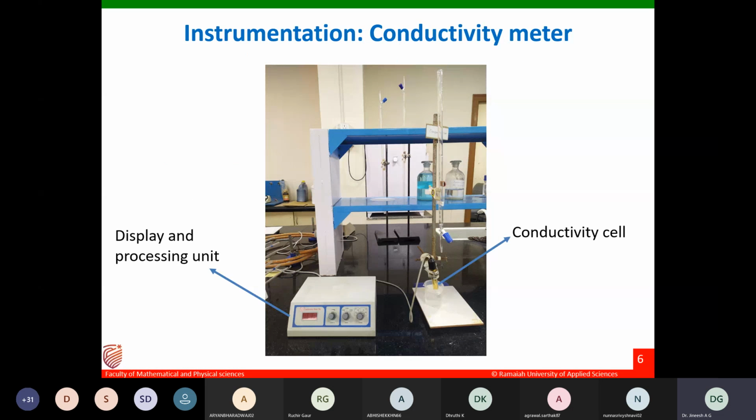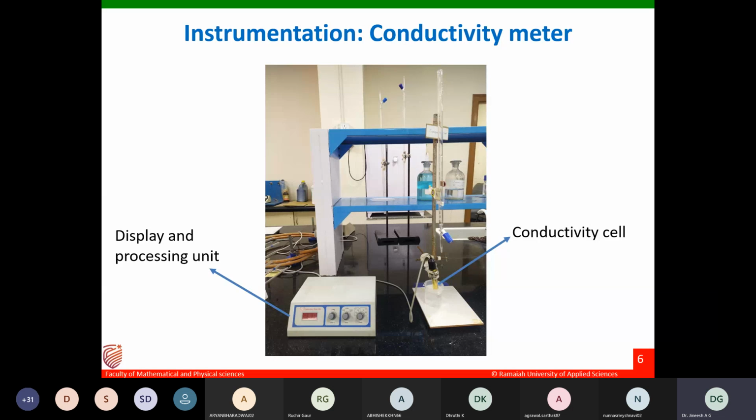So this is a very simple experiment, a very simple setup. I'm going to discuss the instrumentation of this instrument, the conductivity meter. So what will it measure? As the name suggests, it's a conductivity meter. Meter means measurement. Conductivity meter means measurement of conductivity. So we will be measuring conductivity. What is conductivity? That I will define later.